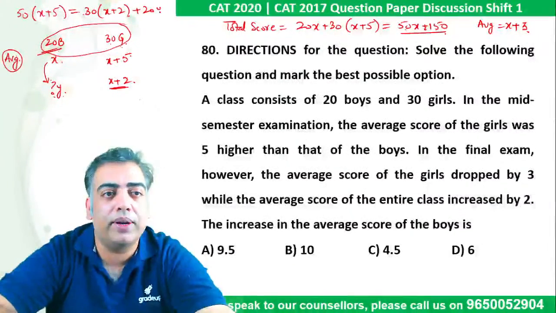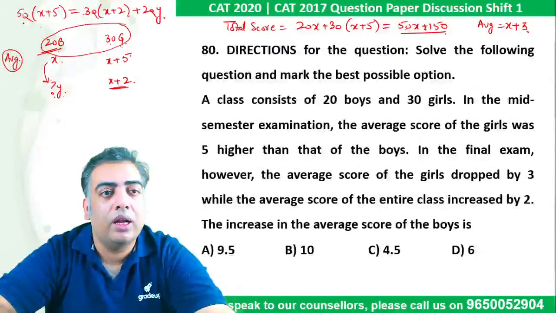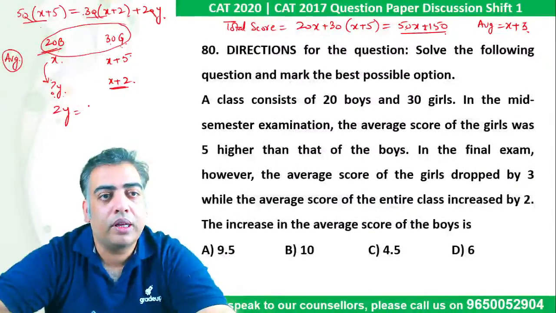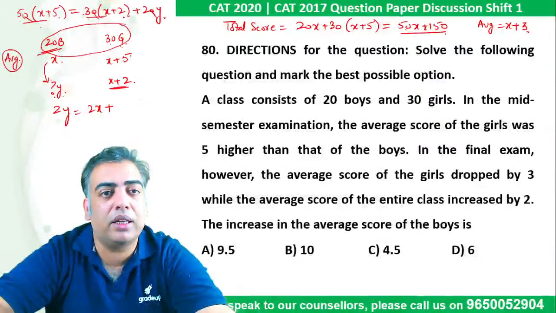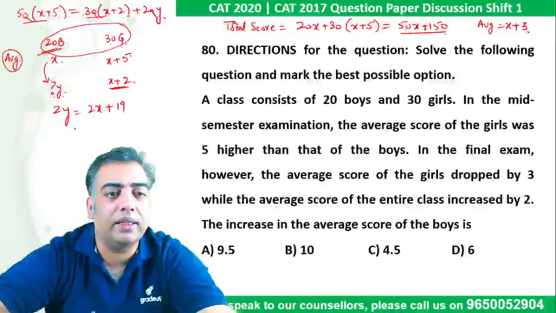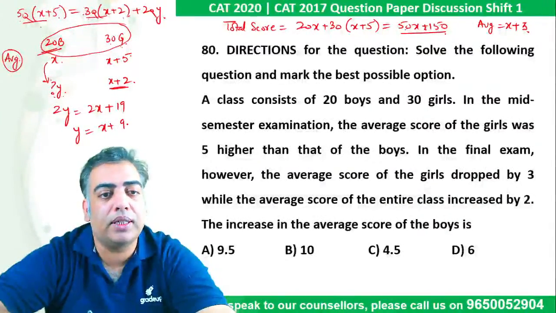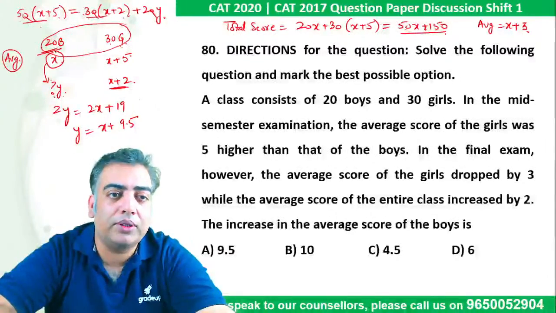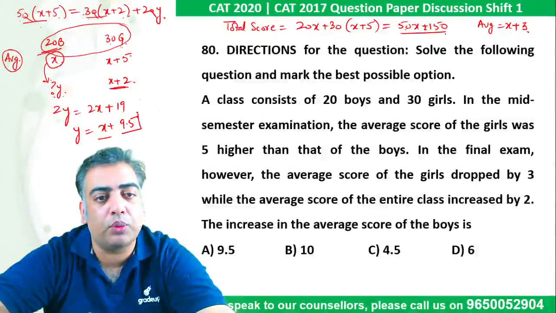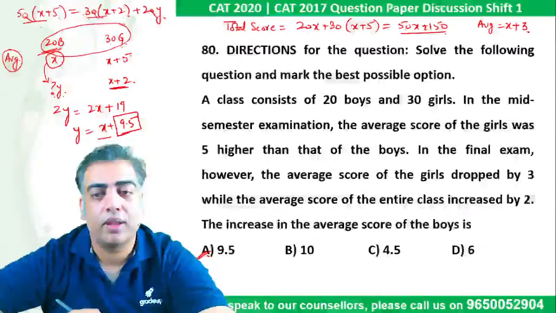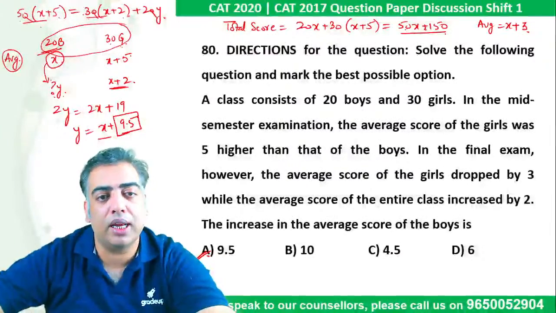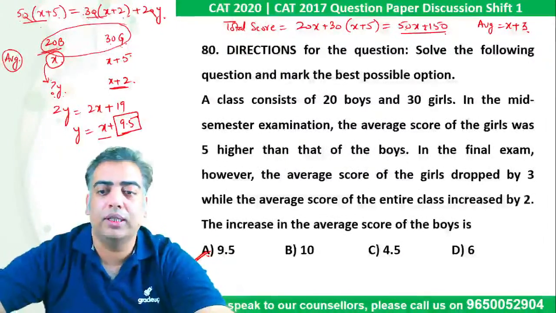So it comes out to be 20y. We can clearly see that the 0 gets cancelled out. 5x minus 3x is 2x. So 2y is equivalent to 2x plus 5 into 5, 25, minus 3 into 2, 6, which comes out to be 19. So y equals x plus 9.5. Earlier the average was x, now the average is x plus 9.5. So the increase in average is 9.5. Another very easy question based on averages, must be done carefully.